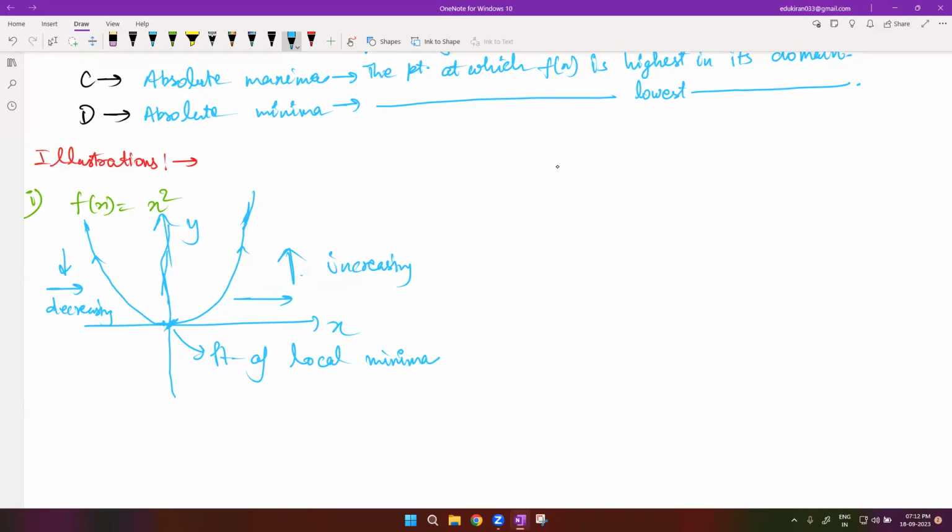You can see that after decreasing, the graph has increased. So if somebody asks about the extreme points of f(x) = x squared, this is very easy. There is only one extreme point, which is x = 0. And at that point, you get f(0) as 0. You can also write y = 0. y = 0 is the minimum value of the function. And x = 0 is the point at which you get your minimum value. Right? So this is the minimum value of the function.